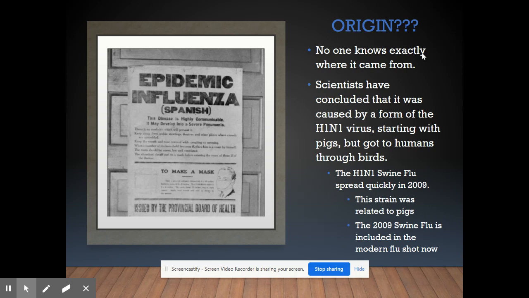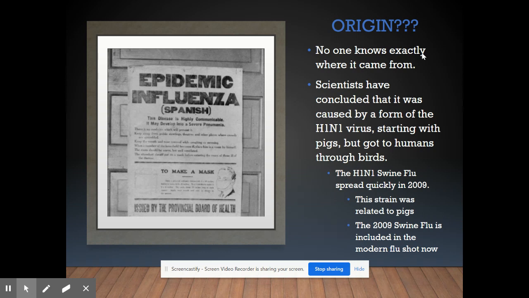And it started in pigs, and it went through some changes that went to birds and humans. One theory that I've heard is that a pig got infected with a flu virus from a human and a flu virus from the bird. And those two viruses mixed together and formed a brand new virus, Spanish flu.